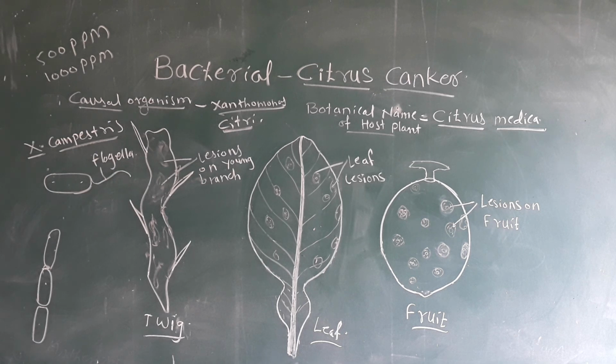Then spraying of neem cake. Neem cake is to be sprayed at the rate of 7 kilograms per acre, and because of that this disease will be completely controlled.